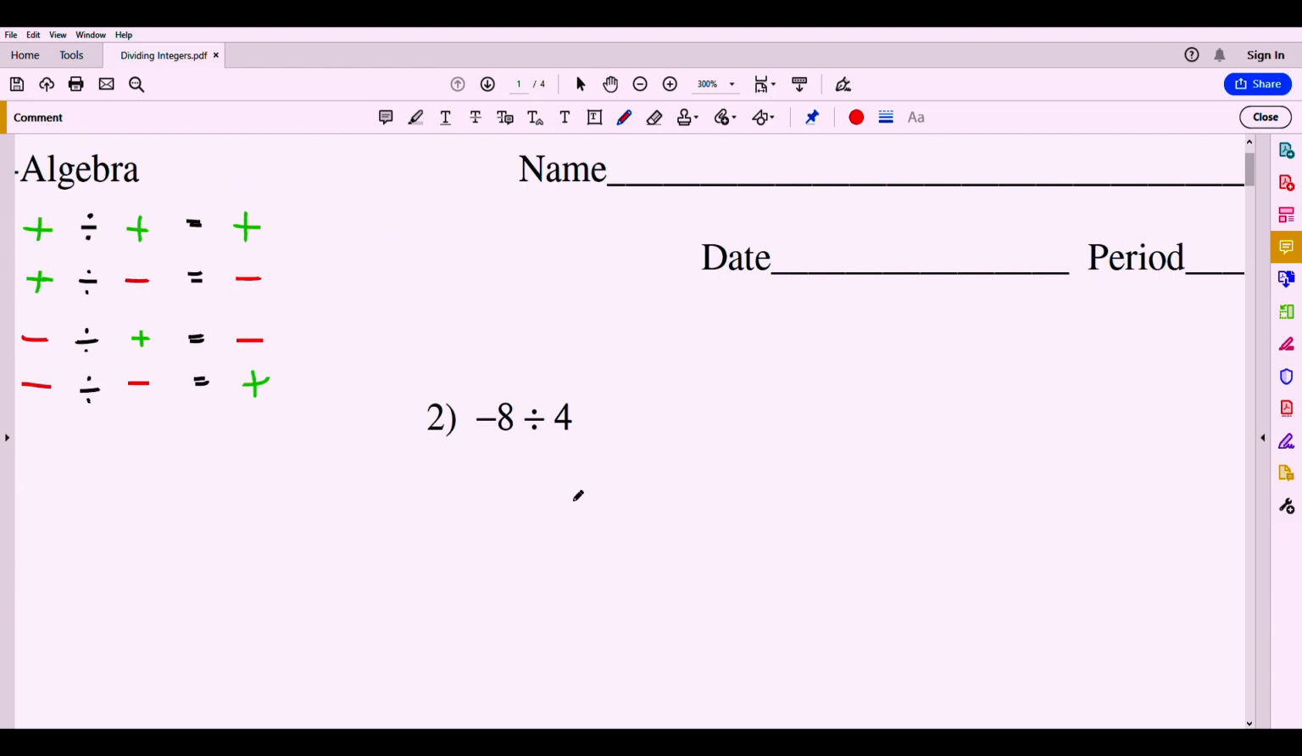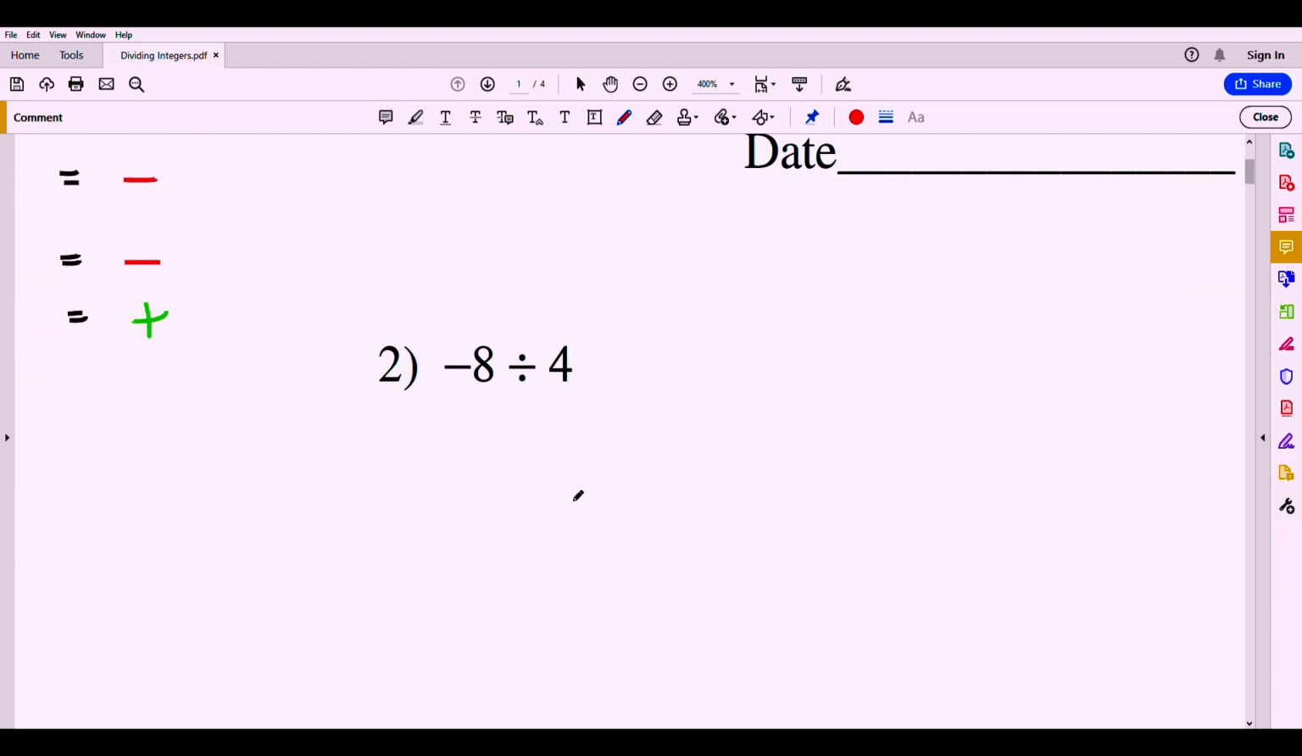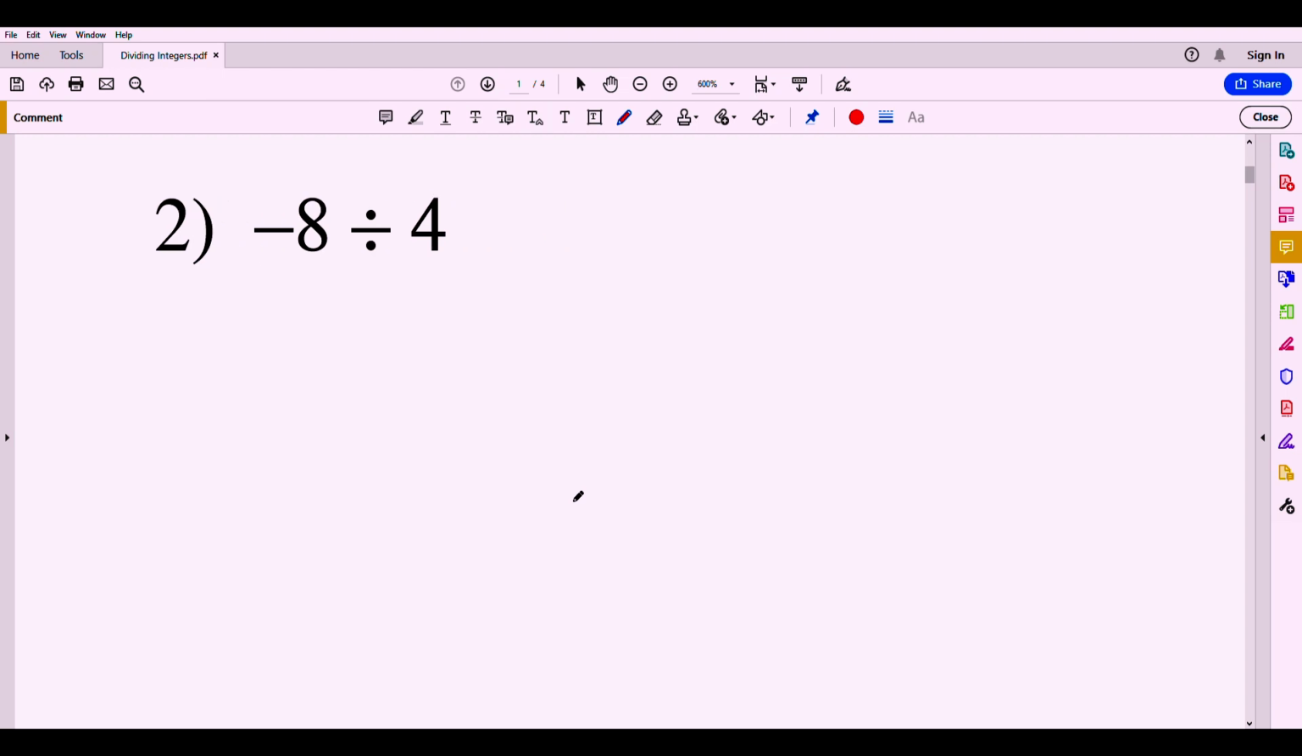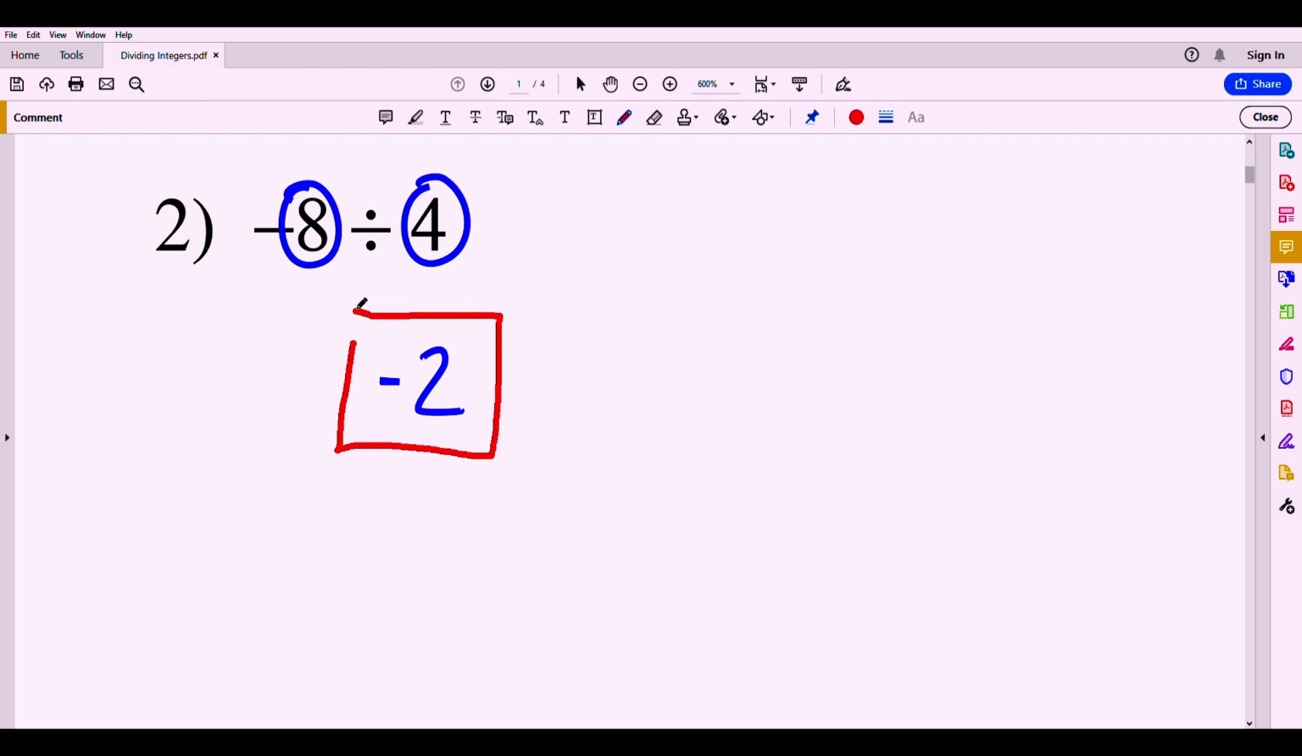Number 2, if you need to, refer back to our chart. We have a negative divided by a positive, different signs or opposite signs, so our result is going to be negative. And we all know that 8 divided by 4, we can think of that as how many times does 4 go into 8? And that's 2. But as opposed to a positive 2, we have a negative 2 because they're opposite signs, meaning that the signs are different. Positive is the opposite of negative.